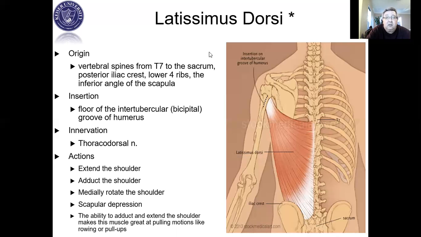Okay, so origins: iliac crest, vertebral spine from T7 to L5, the lower four ribs, and the inferior angle of the scapula. It inserts into the bicipital groove. Remember, the bicipital groove is also known as the intertubercular groove. Those are two terms that you'll need to correlate together. And that is found on the anterior side of the humerus. Its innervation is the thoracodorsal nerve.